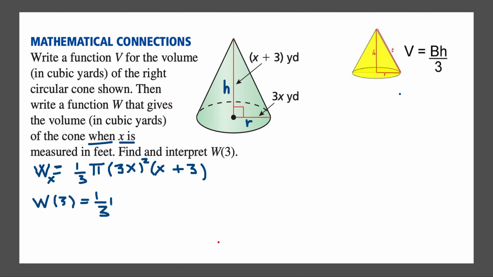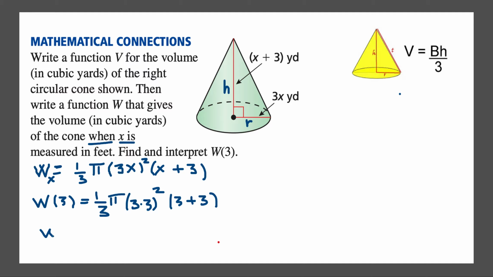W of 3 is going to be equal to 1/3 times pi. So this pi is going to be here. And instead of the x, I'm plugging in 3. 3 times 3, so 3 times 3 is 9, squared. And here, instead of the x, I'm plugging in 3 plus 3, times 3 plus 3.